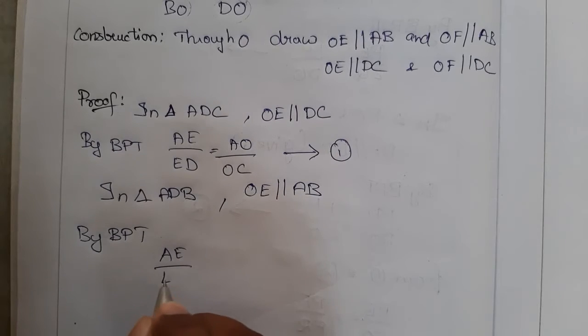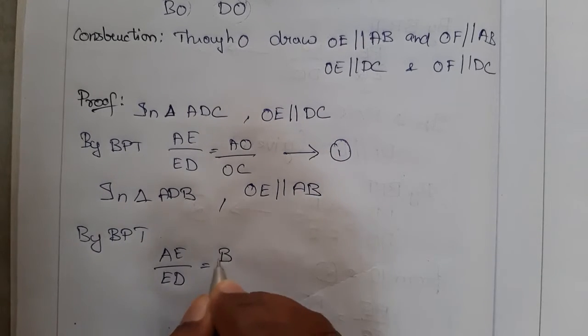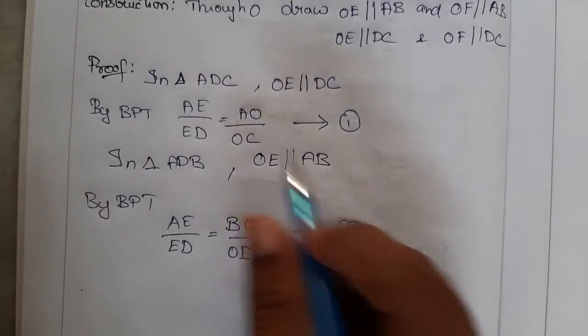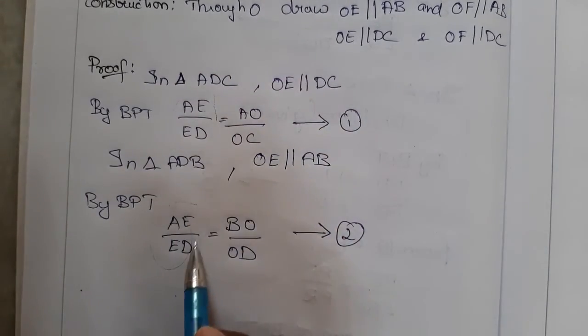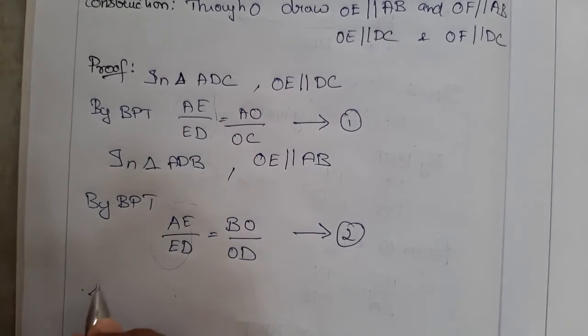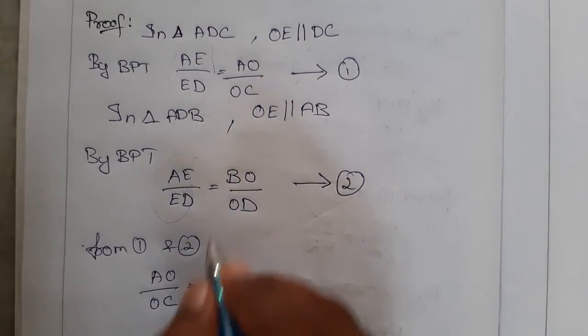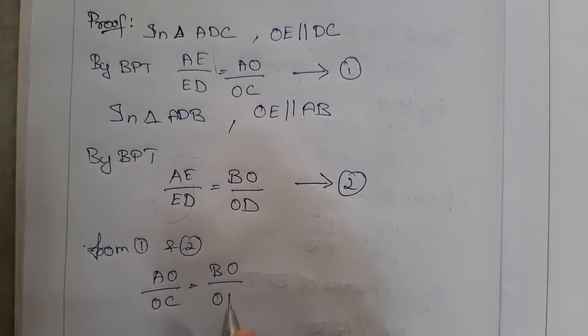AE by ED is equal to BO by OD. So let it be equation 2. You can see that AE by ED is equal to AE by ED, so the RHS will be equal. So from 1 and 2, AO by OC is equal to BO by OD.